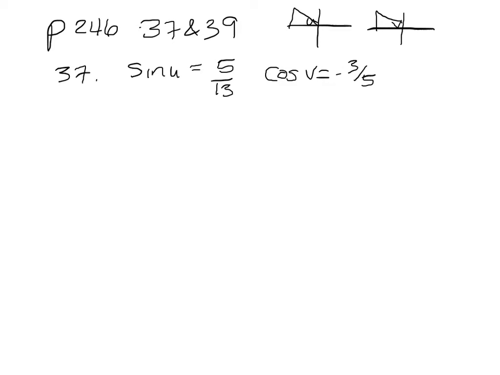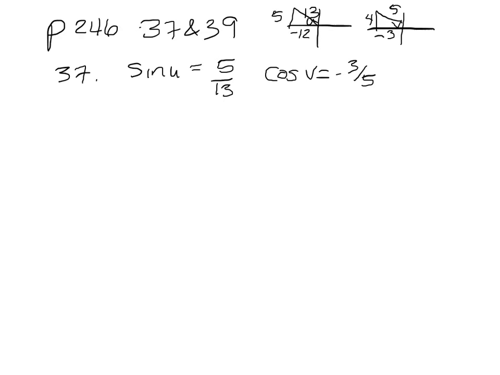From your board problems, number 37 says that the sine of u is 5 over 13 and the cosine of v is negative 3/5. It also tells us that you're in the second quadrant. So if I start filling in some of the stuff, sine of u is 5 over 13, so 5 there, 13 there. That would make it a negative 12 down here if you use the Pythagorean theorem. The cosine is negative 3/5, so negative 3, 5, and then the Pythagorean theorem would give us a 4 there.